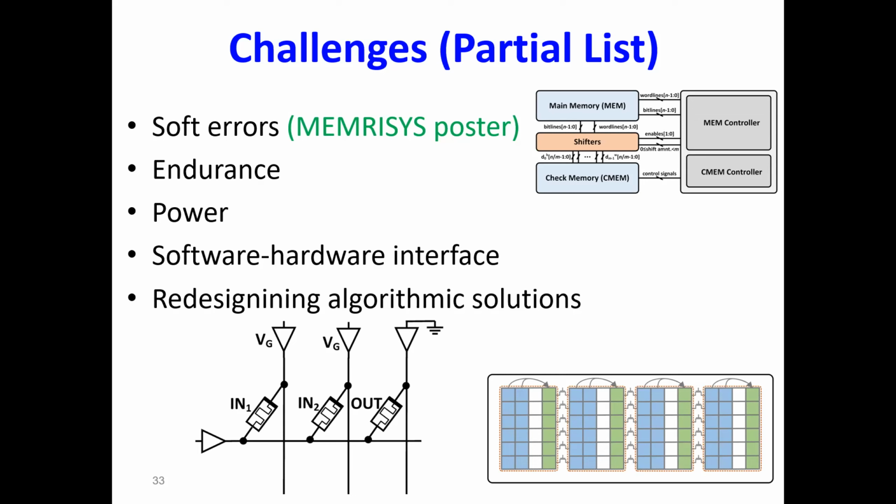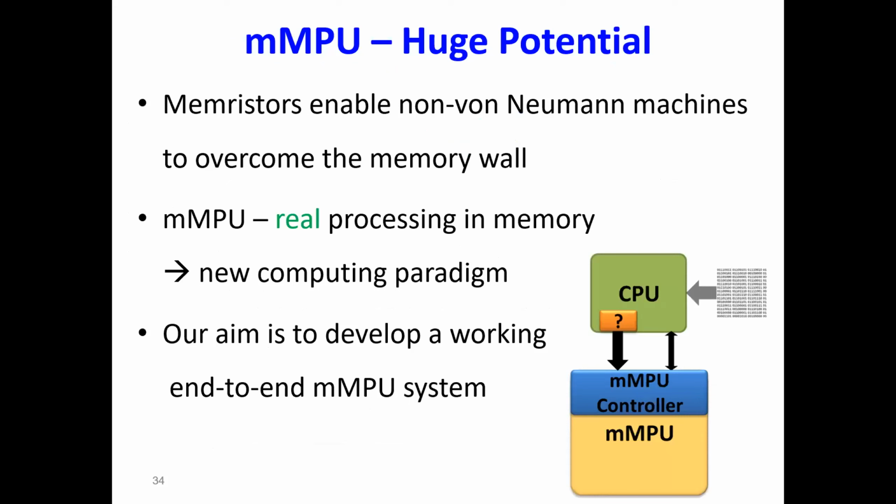And as I mentioned, many algorithms can be changed because the computational model is different. So we can also redesign different algorithms. To conclude the talk, we saw how Memristors allow us to build a non-von Neumann machine using digital computation, real digital computation inside the memory.